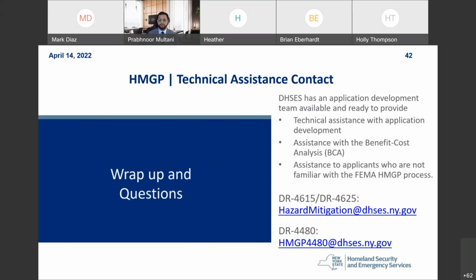Others about the BCA or about these funding sources in general? Let's give it 30 more seconds in case there's been a few that have come in. While people are thinking about their questions, I just wanted to reemphasize that we are in the technical assistance window. We really appreciate people sending in draft applications, and we will do our best to review them and give you feedback to make them as strong as possible based on how much time we have.